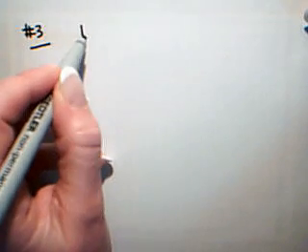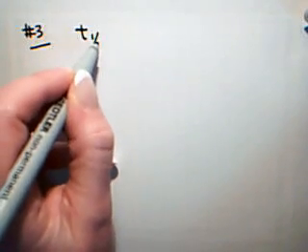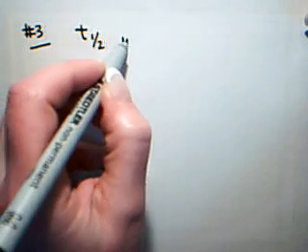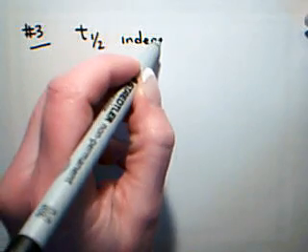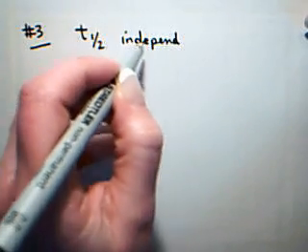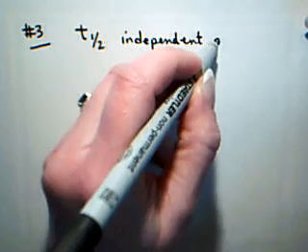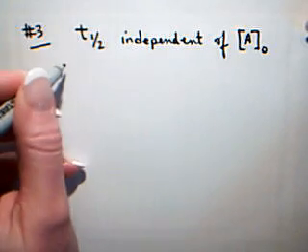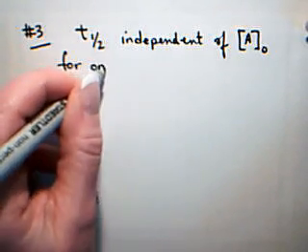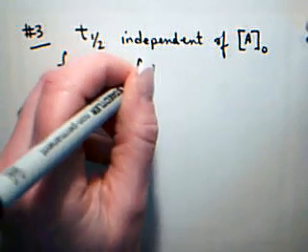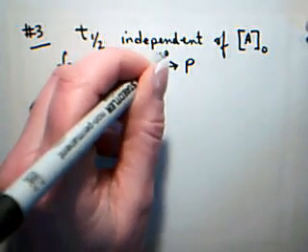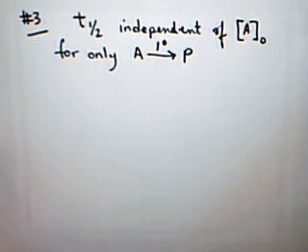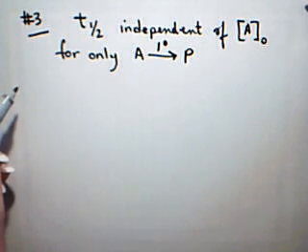Well, what we need to remember is that the only case where the half-life, which we write as T1/2, is independent of A initial, it's only in the case of A goes to product first order. Now, we can remember that, but I'd really like to show you why that's the case.